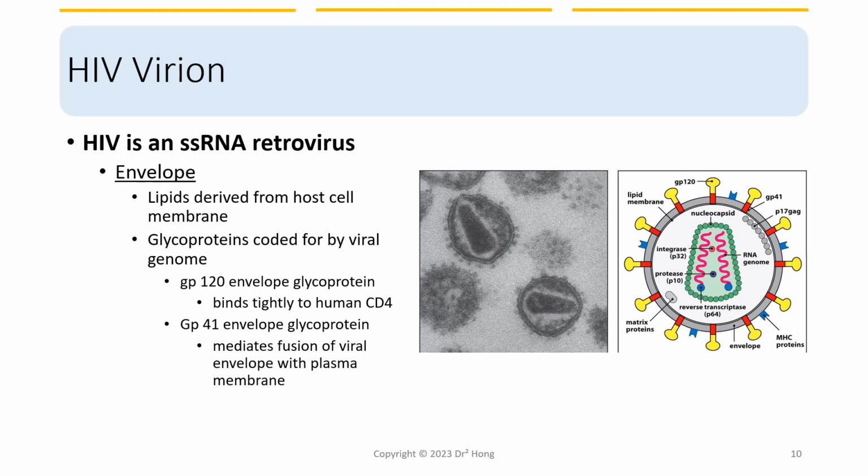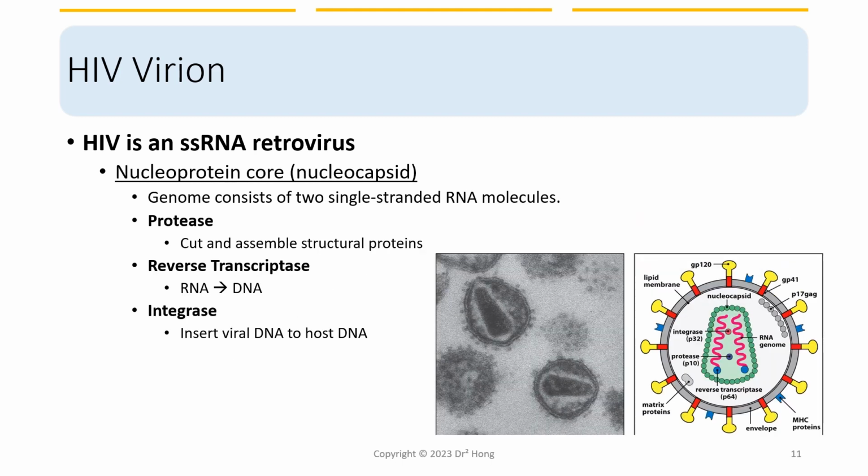Another glycoprotein is GP41, which mediates the fusion of the viral envelope with the plasma membrane. Together, these two envelope glycoproteins play a crucial role in the entry and infection of the host cells by HIV. The HIV virus has a nucleoprotein core or nucleocapsid, which houses its genetic material. The genome of HIV consists of two single-stranded RNA molecules, which are essential for the virus's replication and transmission.